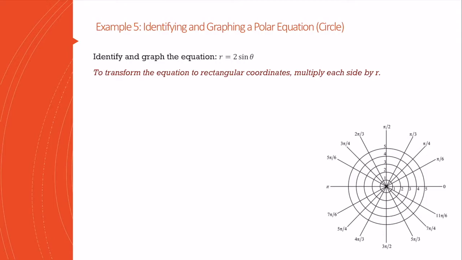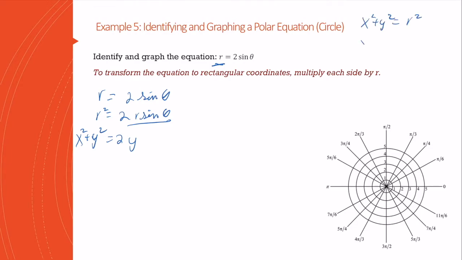Earlier, I said when r equals something, our graph is going to be a circle. To transform this equation to rectangular coordinates, we're going to multiply each side by r, right? That's a trick we've been using since the first section. So I have r equals 2 sine theta. That means r squared is 2 r sine theta. r sine theta is y. r squared is x squared plus y squared. Remember, we're using our toolbox. These are the three tools in our toolbox. That's it. These are all the tools we need, and maybe a unit circle.